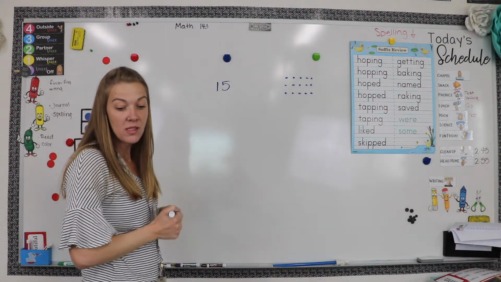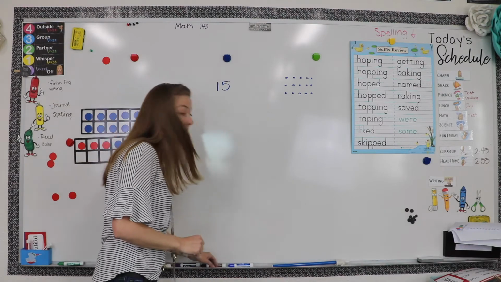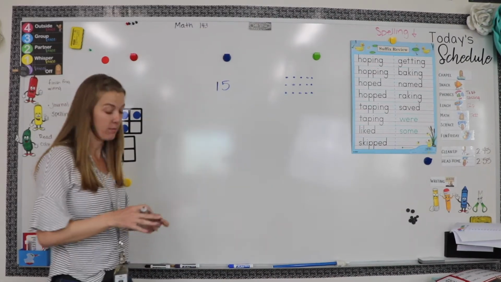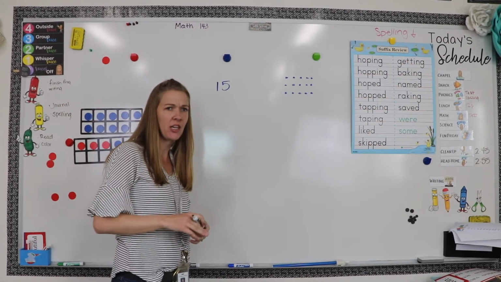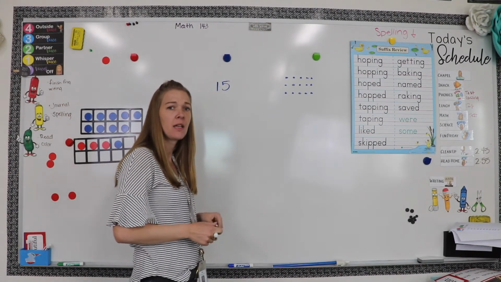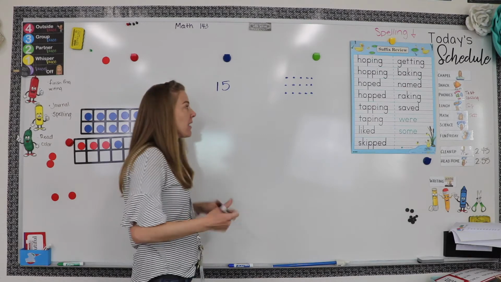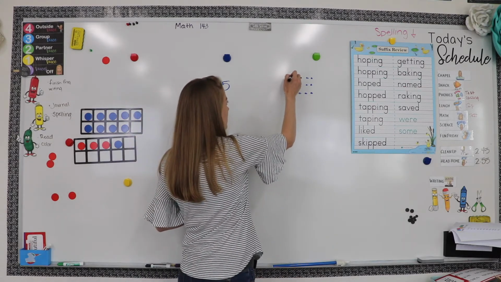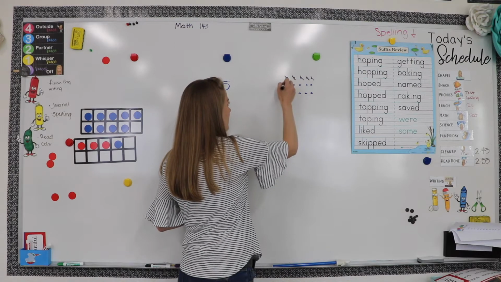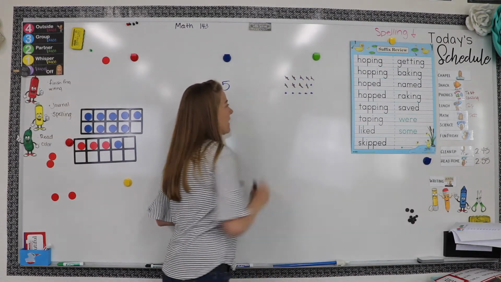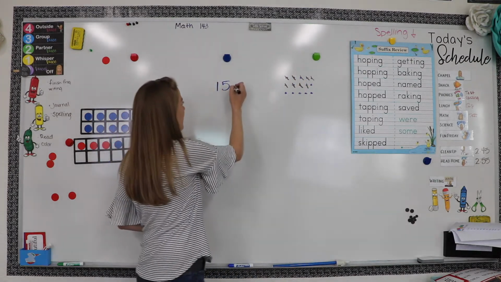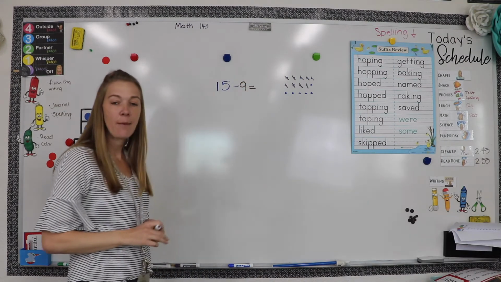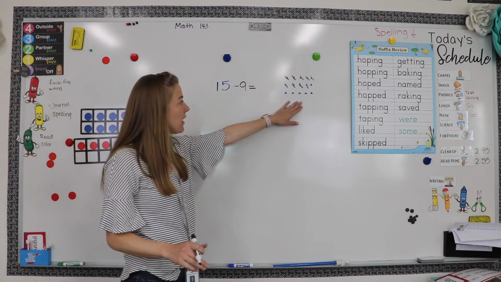And they used 9 worms. Did they go buy 9 worms? No, they used 9 of their worms. So is that addition or subtraction? That's probably subtraction, right? They used 9 of the worms. So there's 1, 2, 3, 4, 5, 6, 7, 8, 9. So I need 15 minus 9 equals, how many are left? How many worms did they not use?